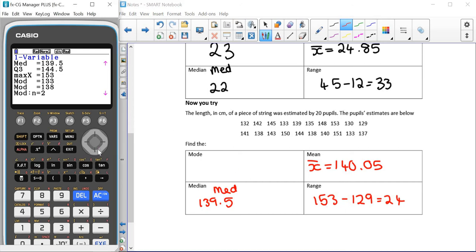And if we scroll down some more, we can see here, this time we actually have two modes. So this is what I was meaning before about making sure you can see the n and f bit so that then you can see how many you have. So the mode is 133 and 138. Both of those are the mode.